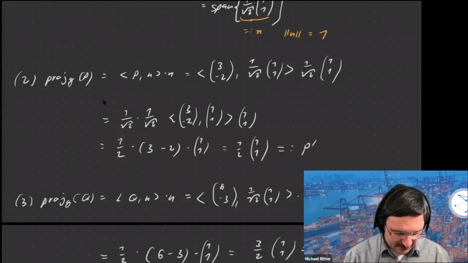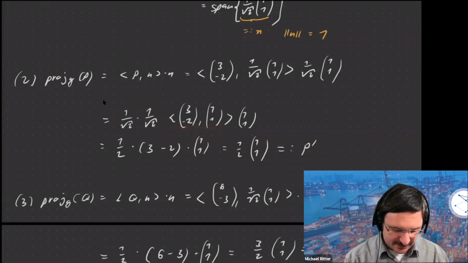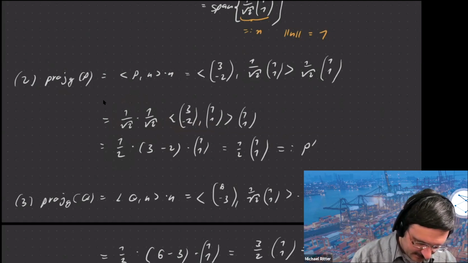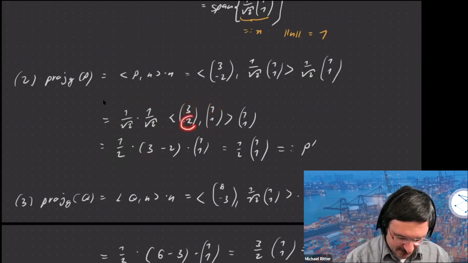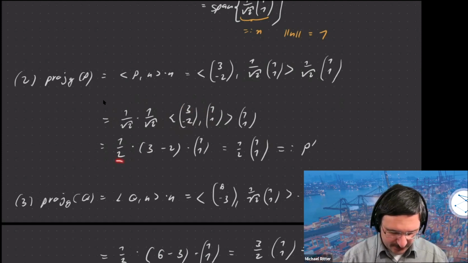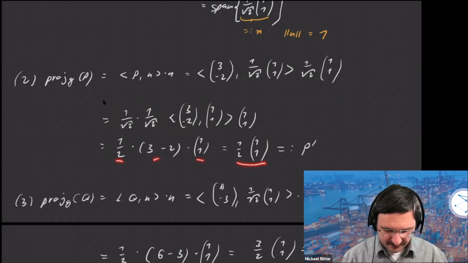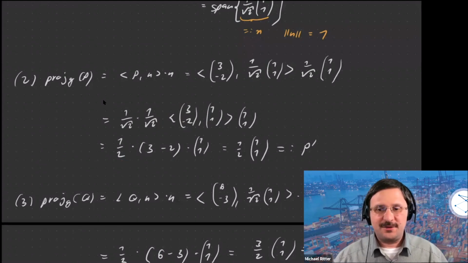And the rest is, I just have to compute this scalar product. That means I take 3 times 1, that's the 3 here, and minus 2 times 1, that's the minus 2. 3 minus 2 is 1, so I'm left with 1 over 2 times (1, 1). And that's p prime. I hope that is the explanation you were looking for. If there's a specific step you don't get, then please just ask again.